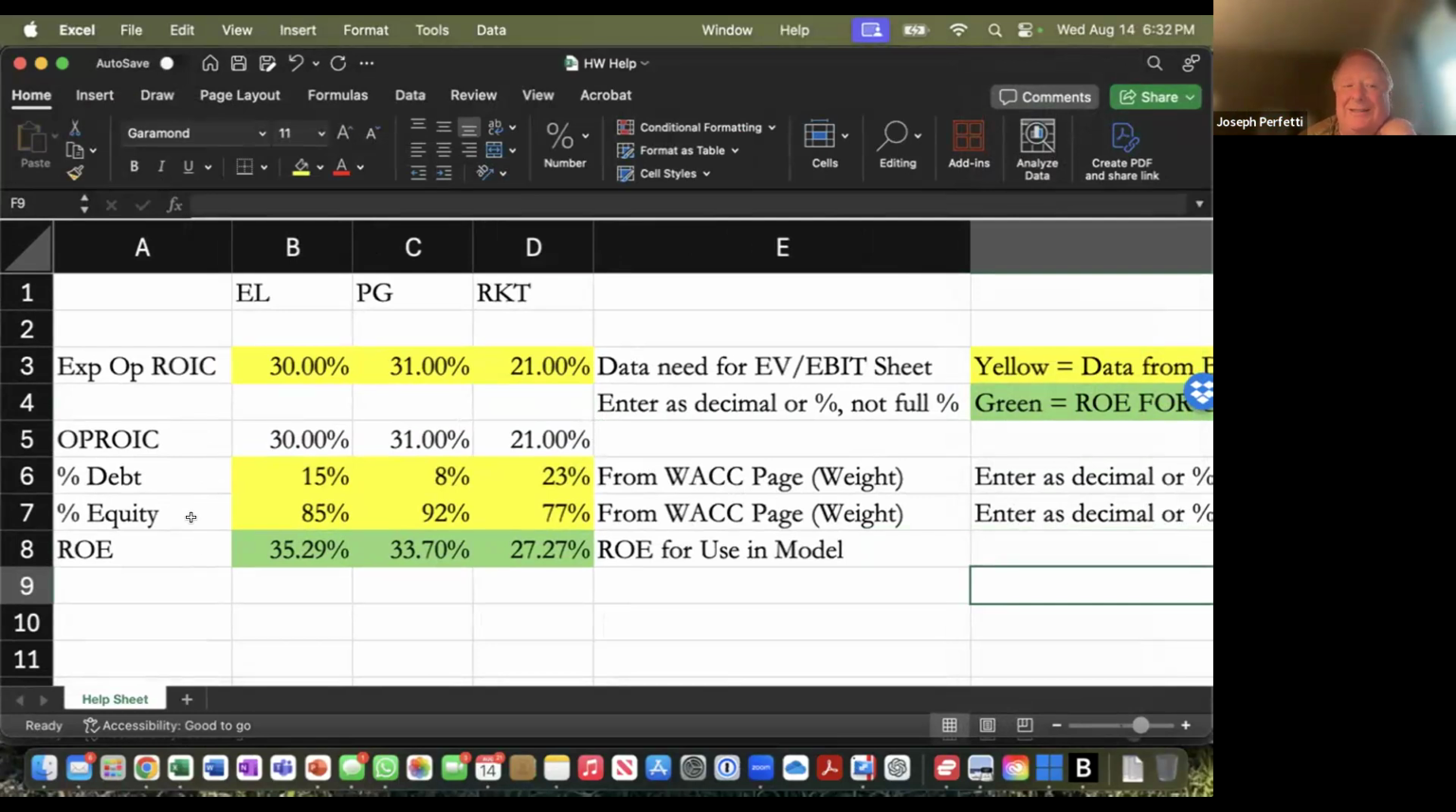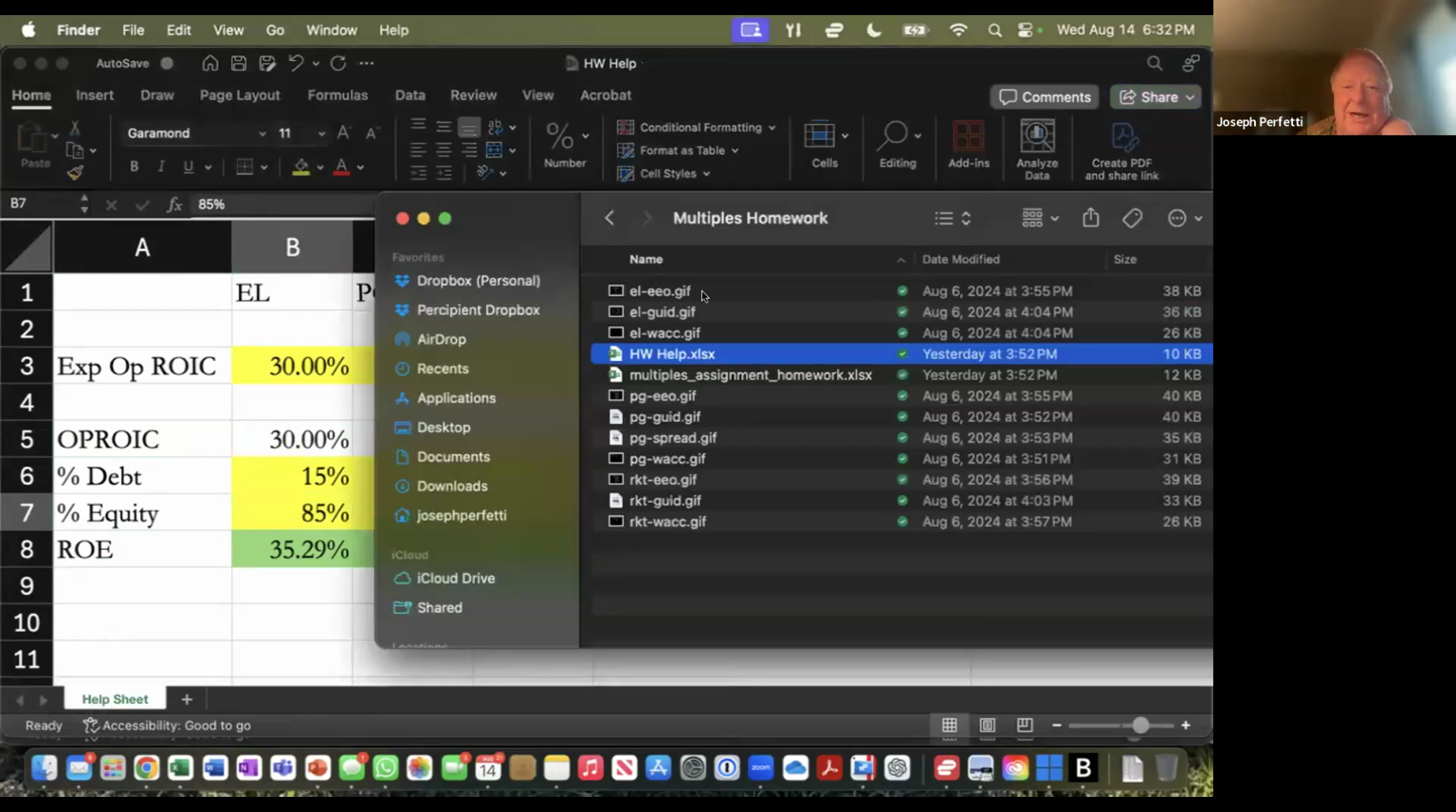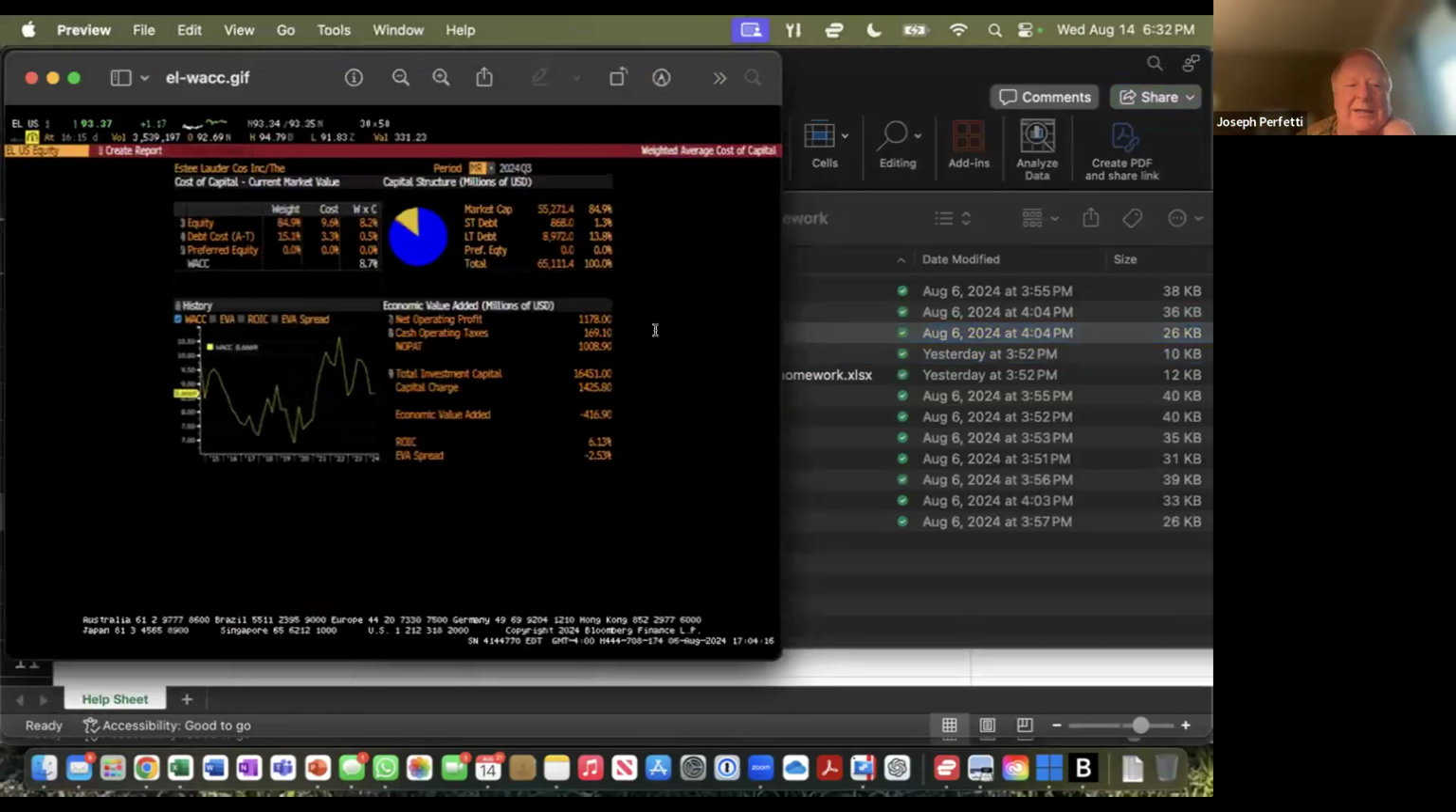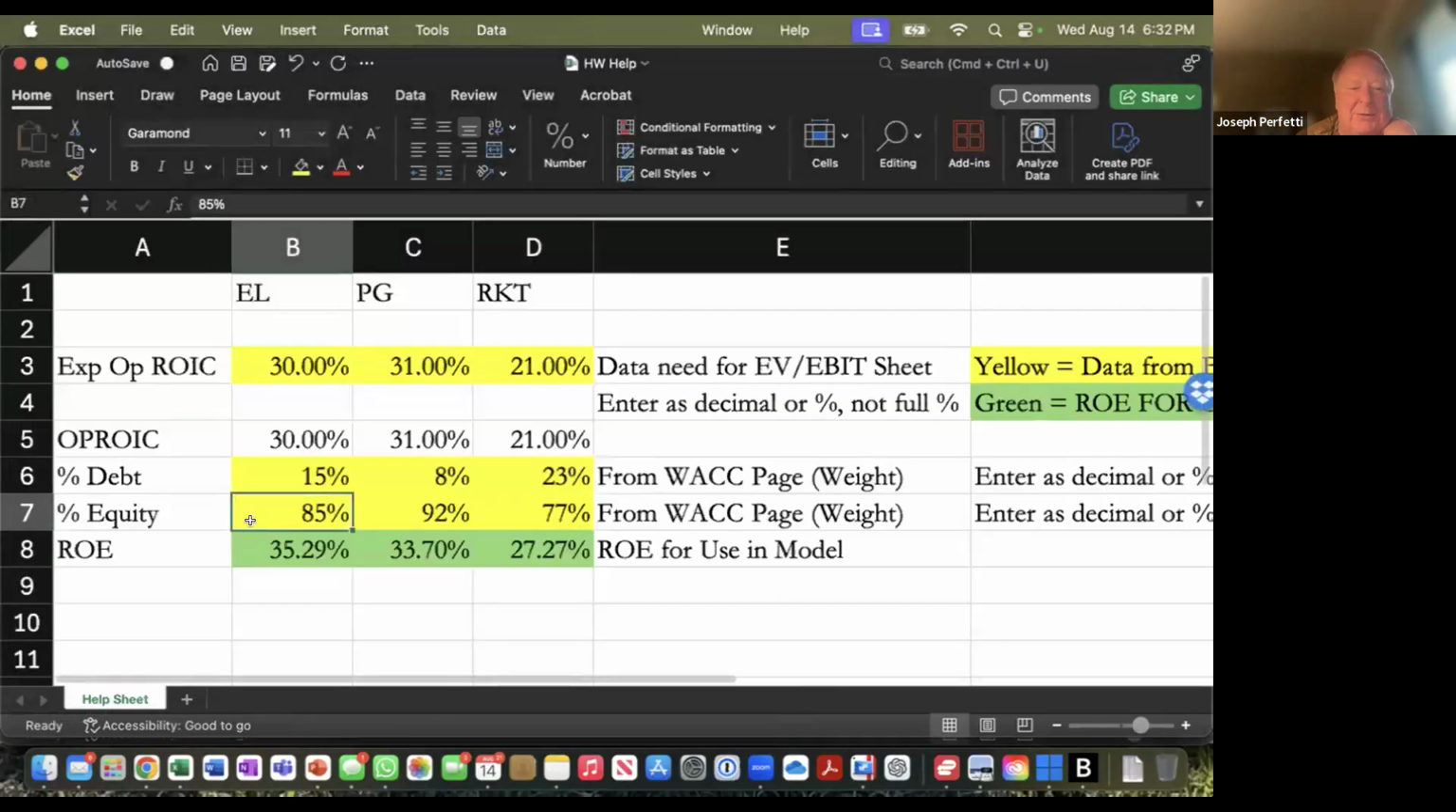Now, it's not 1-to-1 because the profit in the ROIC is NOPAT, and the profit in the ROE is net income. So it's a loose correlation rather than a mathematical certainty, but they're still generally related by the leverage ratio. So if you took the ROIC and put in the leverage, which you can get right off the WACC screen. Right here on Estee Lauder as an example, Estee Lauder is right now about 85% equity and 15% debt in their WACC. So if you put in 85% equity, 15% debt, then a 30% ROIC becomes about a 35% ROE.